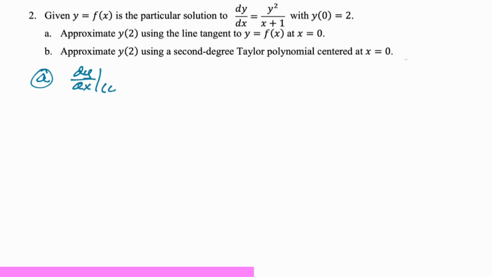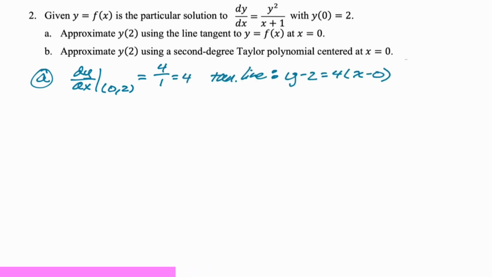All right, so to do this, we need to know the value of the derivative at 0, 2. So dy dx evaluated at 0, 2 is just going to give us 4 over 0 plus 1. So 4 over 1, which is 4, which means our tangent line is y minus 2 equals 4 quantity x minus 0, which means that y of 2 is approximately 2 plus 4 times 2, which is 10. So that's our approximation using a tangent line.